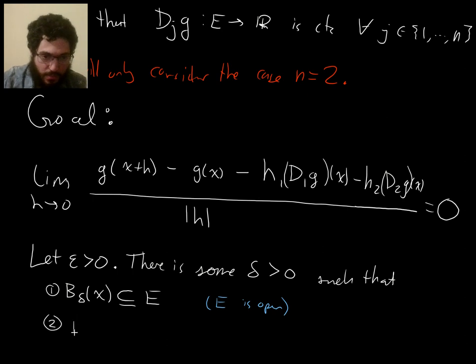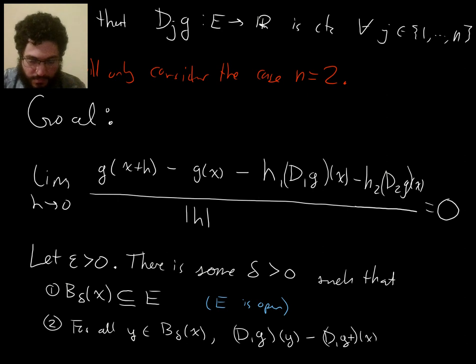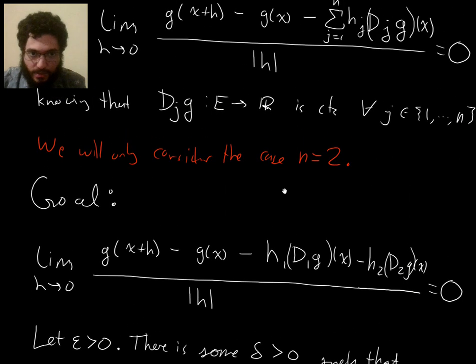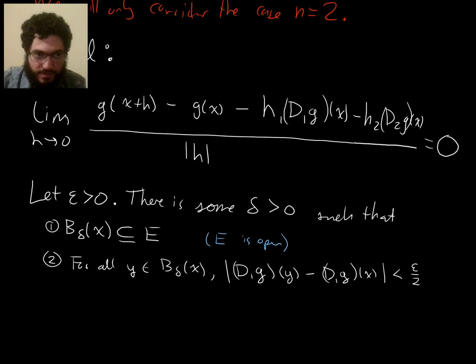And then number 2, we want for all y in the ball of radius delta centered at x that d1g, the partial derivative of g with respect to its first variable, of y compared to d1g of x, we want that distance to be less than epsilon over 2. And what am I using here? The continuity of d1g. So our main assumption up here is that the partial derivatives of g are continuous. So d1g is one of the partial derivatives, and so it's continuous. So this we can do because d1g is continuous, and specifically I'm using continuity at x.